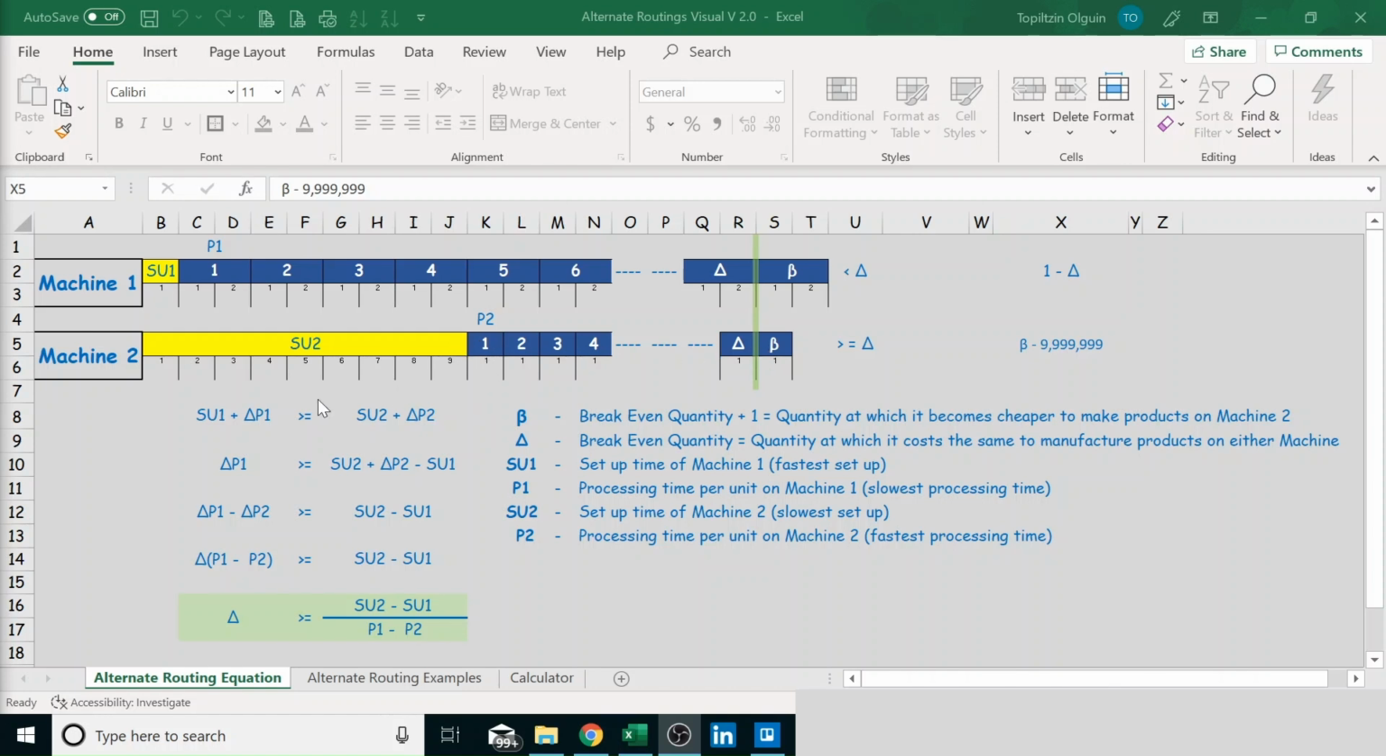Okay, so it's just an algebraic equation. We do all the operations and we end up with this formula. So delta should be equal or more than setup time on machine 2 or work center 2 minus setup time on work center 1, divided by processing time on work center 1 minus processing time on work center 2. Very simple, very straightforward, and we find our quantity.